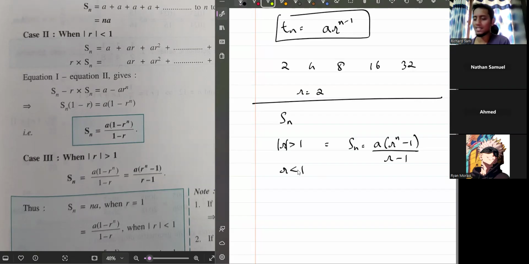Now, if r is less than 1, that means 1 is bigger. So you just interchange these two. So sum of n terms will be a into 1 minus r raised to n upon 1 minus r. Because here 1 is bigger than r, no? So that you won't have a negative sign, think of it like that. You are just interchanging those two. So these are the two formulas to find sum.